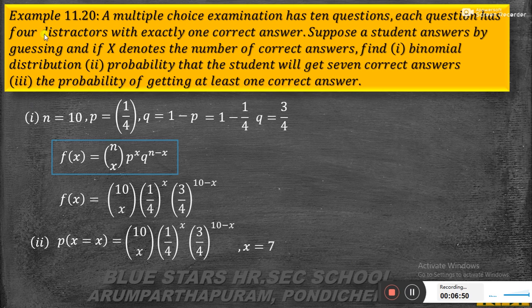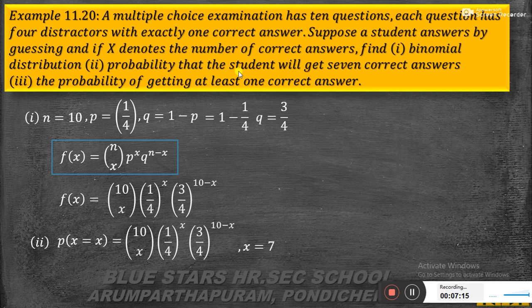So you see here example 11.20: a multiple choice examination has 10 questions. Each question has 4 distractors with exactly one correct answer. Suppose a student answers by guessing, and x denotes the number of correct answers. Find the binomial distribution. Next, the probability that the student will get 7 correct answers. Third subdivision, the probability of getting at least one correct answer.